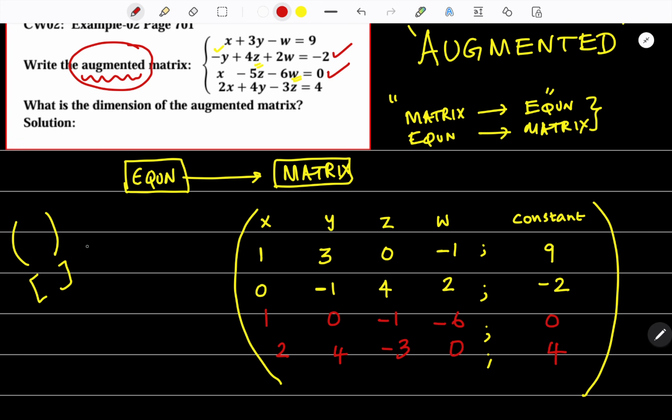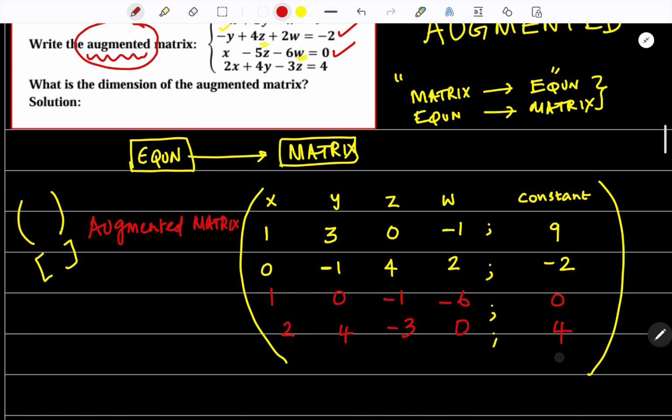So writing like this is called an augmented matrix. What is this called? Augmented matrix. Suppose your augmented matrix is given and you forgot the English word, augmented.